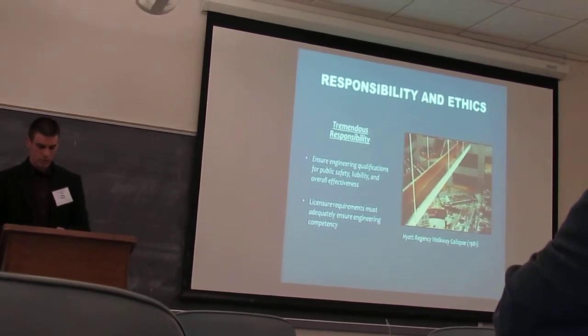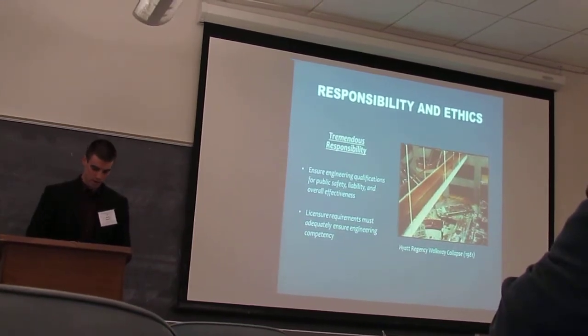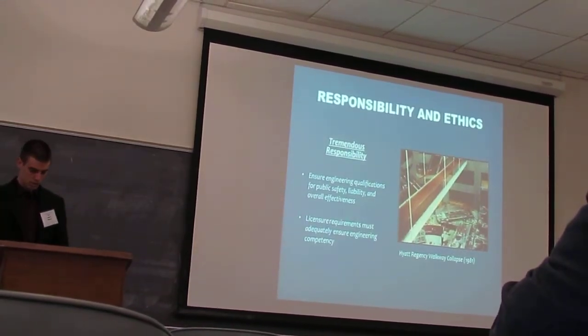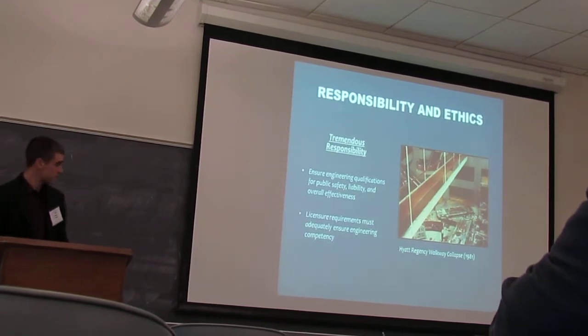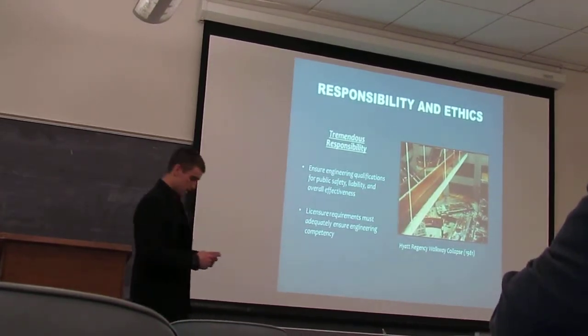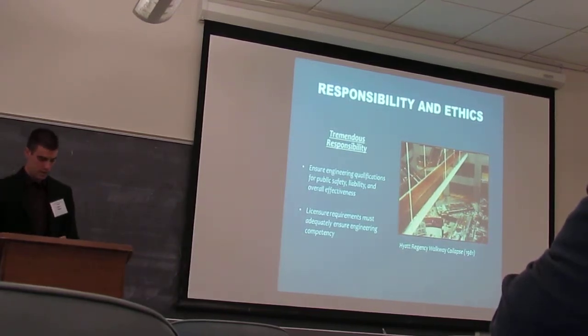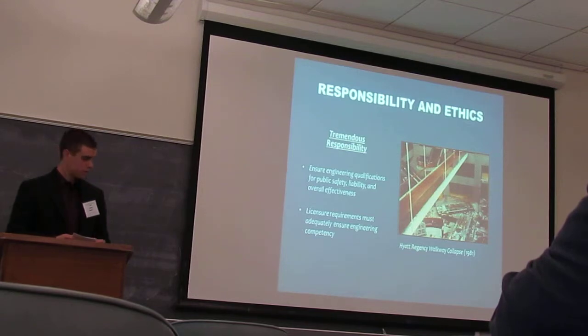Responsibility. Civil engineers are responsible for public safety and engineering effectiveness. A failure to check calculations and design ideas can end like this. This is the Hyatt Regency walkway collapse, in which people died and cost was incurred simply due to the fact that the design was not reviewed and checked.